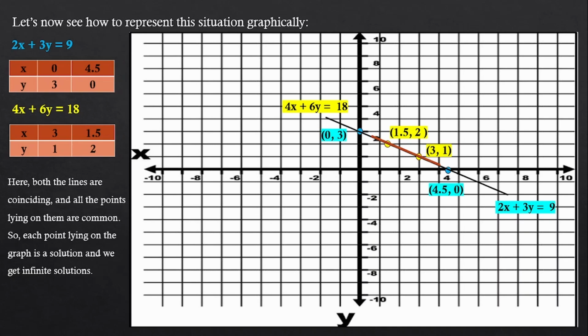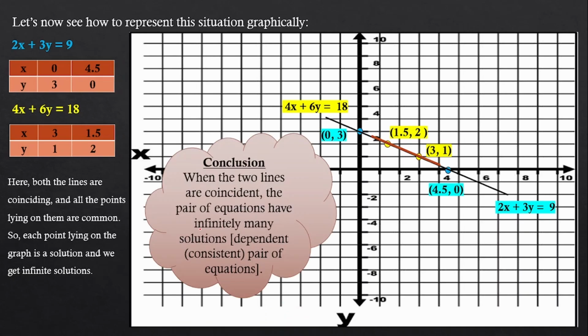When all the points are common, we say that these two equations have infinite solutions. Since all the points are common, all the points on one line will satisfy the second equation as well. So when two lines are overlapping, or coincident, the pair of equations has infinite solutions. In the previous example I mentioned that if there is a solution, any kind of solution, we say that the pair of equations is consistent. But since we are not getting a unique solution, we call it a dependent pair of equations.